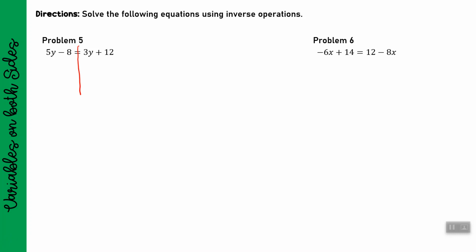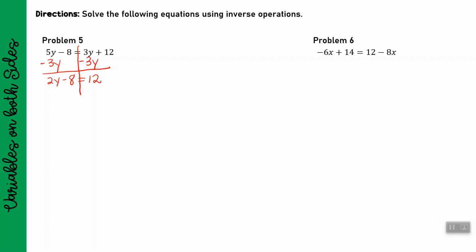I always like keeping positive numbers if I can. So what I'm going to go ahead and do, these are both positive 5y and positive 3y. Inverse of positive would be negative. So in order to keep the numbers positive, I'm going to subtract the smaller number. So I get subtract 3y on both sides. So 5 minus 3, so I get 2y minus 8 equals 12.